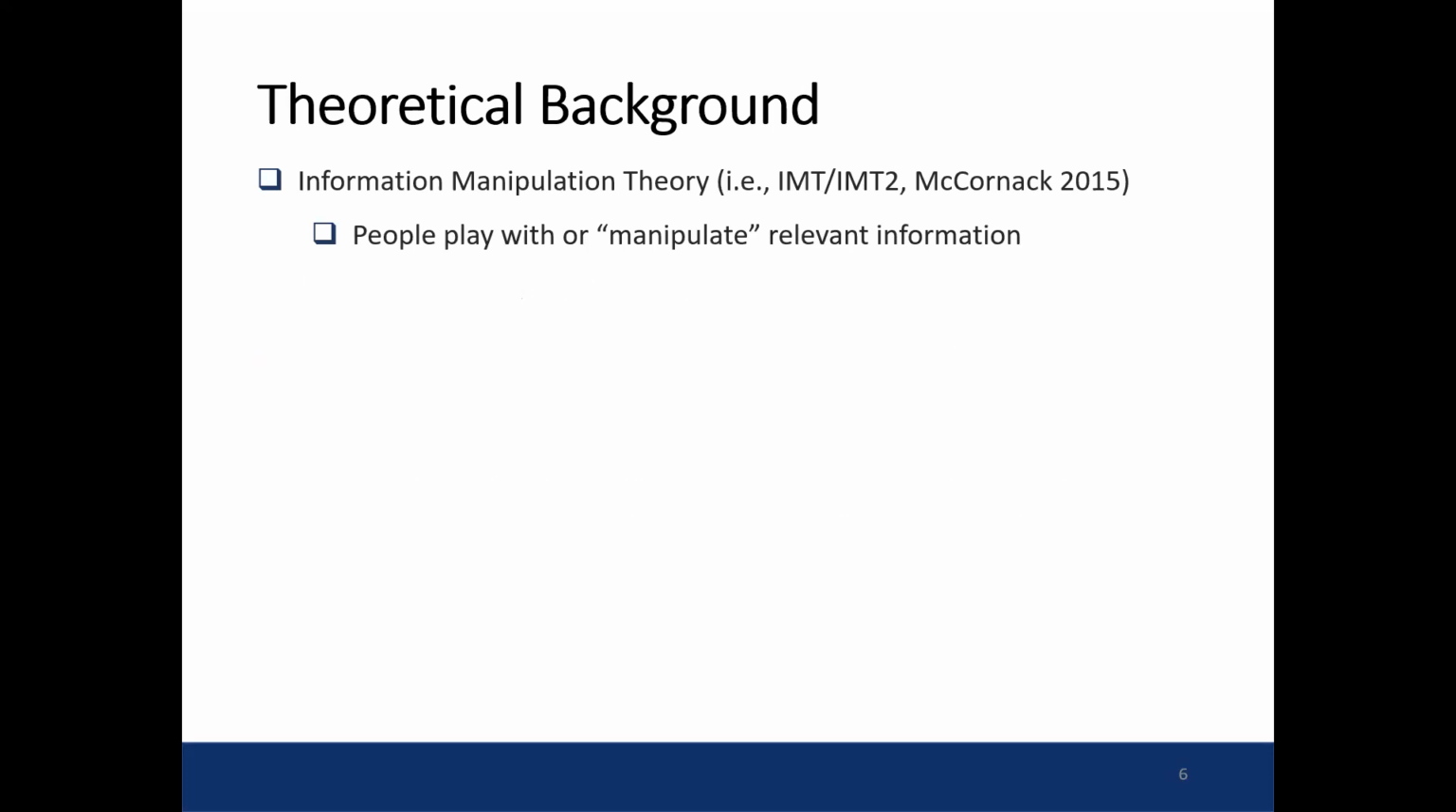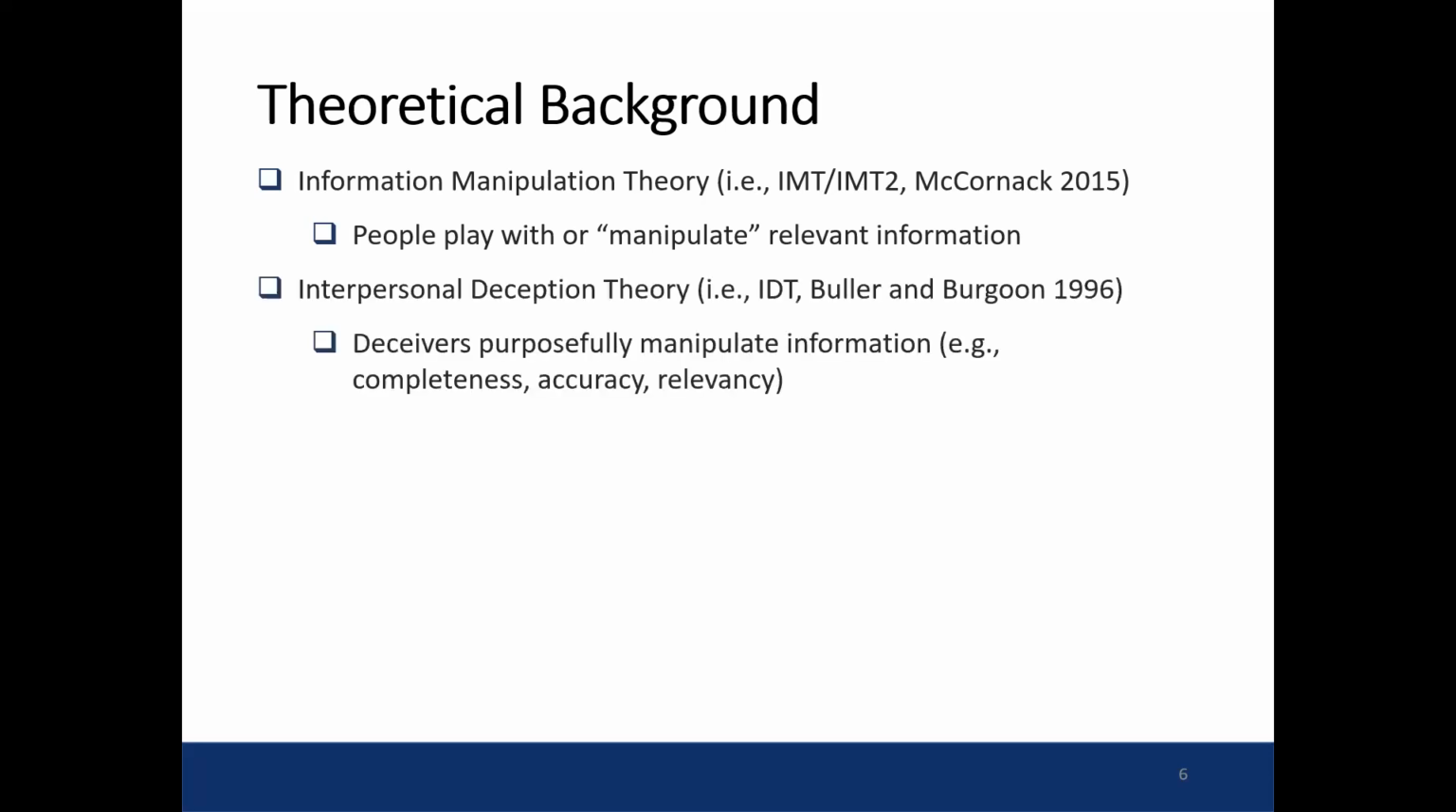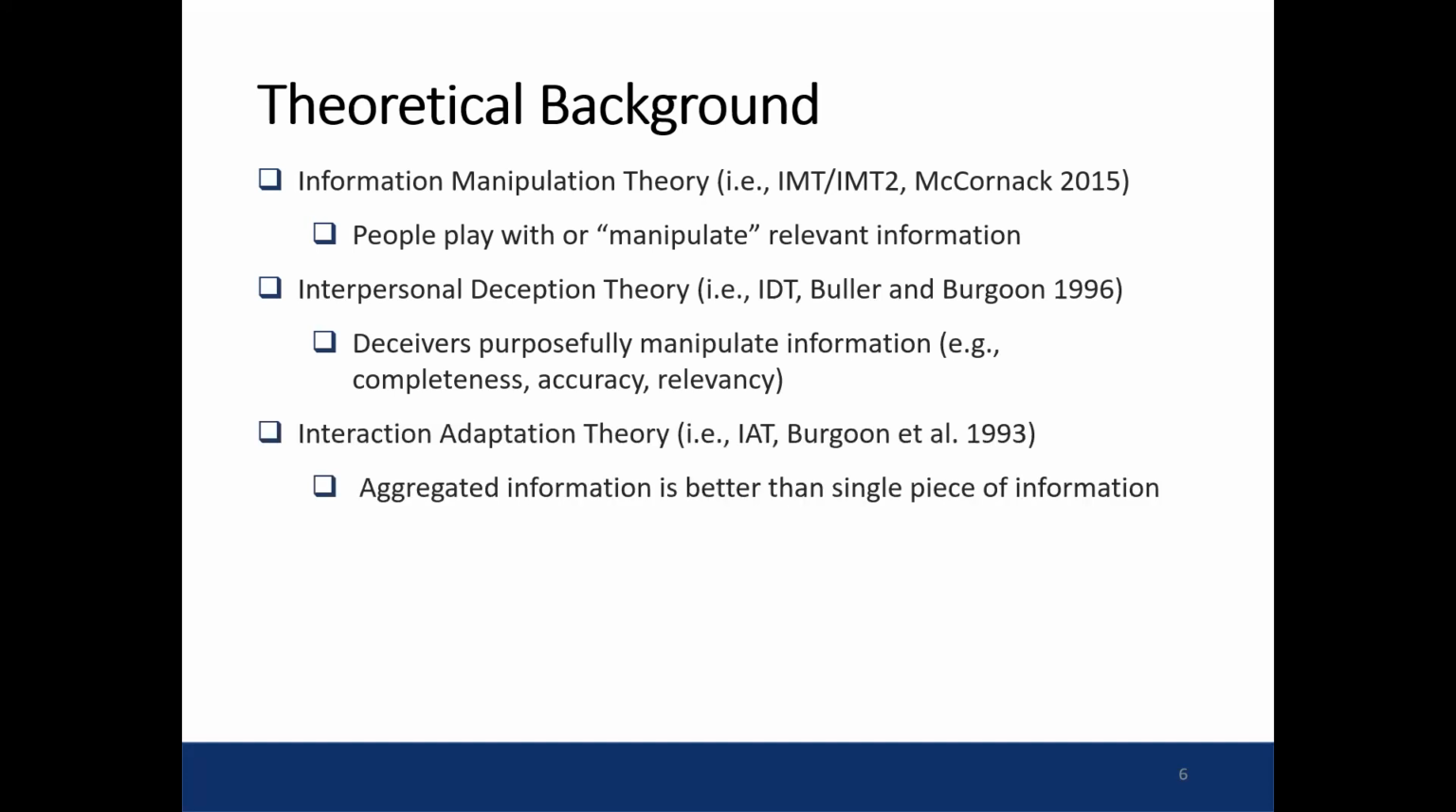The first one is information manipulation theory. It argues that when deceiving others, people play with or manipulate relevant information in myriad ways within their discourse. The second one is interpersonal deception theory. It argues that deceivers partake in purposeful actions such as manipulating completeness, accuracy, and relevancy during interpersonal interactions. The third one is interaction adaptation theory. It views deception as a continuous process, and aggregated information over a period of time is more useful than a single piece of information.